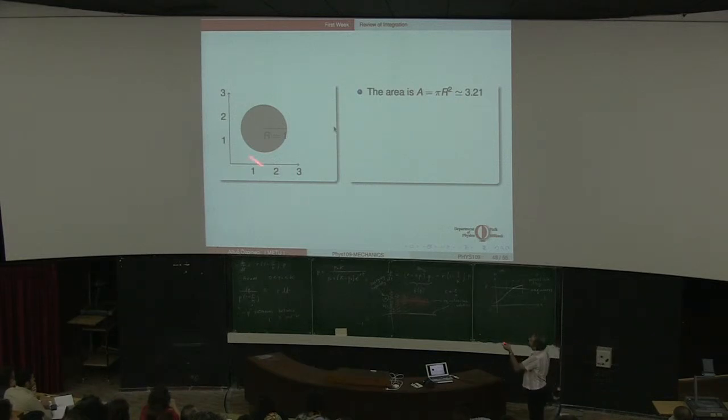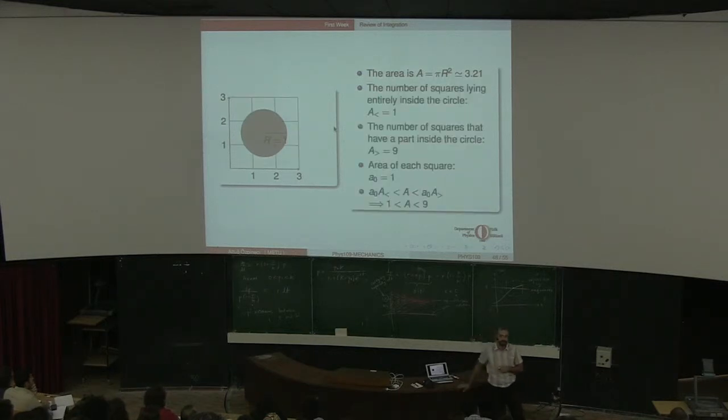If you consider, as an example, this disk with radius equal to 1, we would like to calculate its area. What is the area of this disk? Well, you all know that the area is pi r squared, which is around 3.14, with r equal to 1. Well, how can we measure the area? Let's measure it. I can just go on and draw some squares.